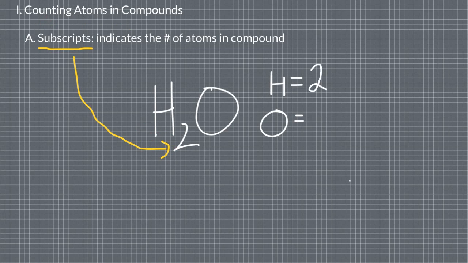Now, there is not a subscript right here, right? But there could be a 1, right? But we don't write the 1. It's implied by simply having the element there. Because there is an oxygen right here, what that tells us is that there is at least 1. So with this, there's going to be 1 oxygen in that. So in terms of counting how many atoms, there are 2 hydrogens and 1 oxygen.